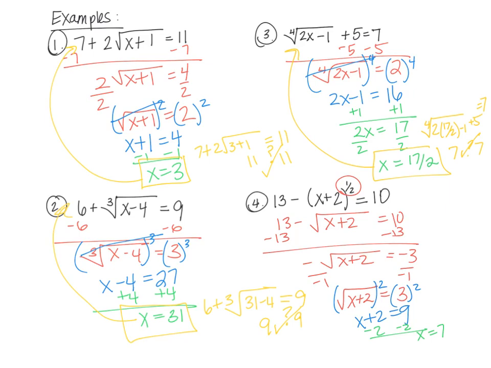So I'm going to take that back up there and I'm going to solve it. Make sure that I really get 10. Okay, so I'm asking, do I actually get 10? So I've got 7 plus 2 is 9. The square root of 9 is 3. 13 minus 3 is indeed 10. So yes, x equals 7 is the solution. Okay?